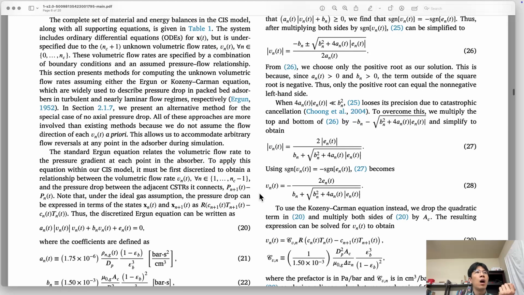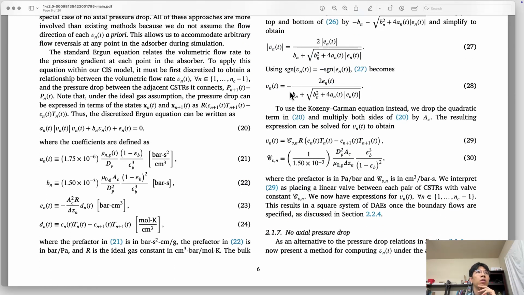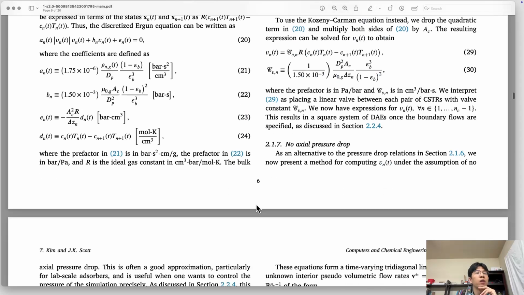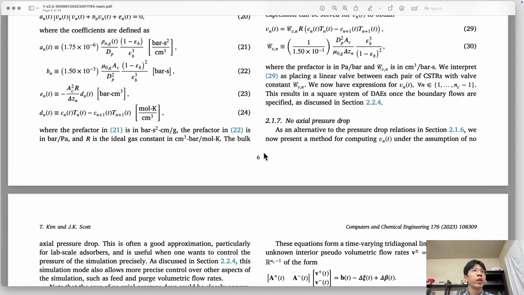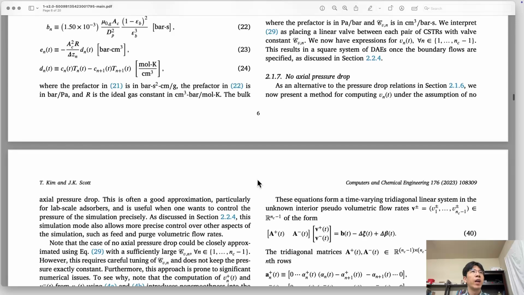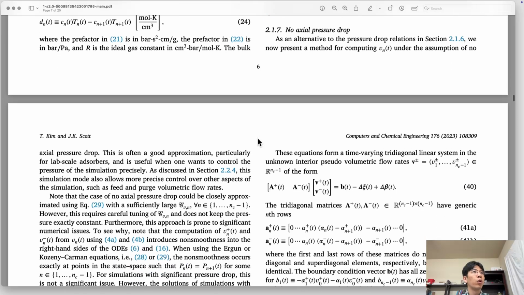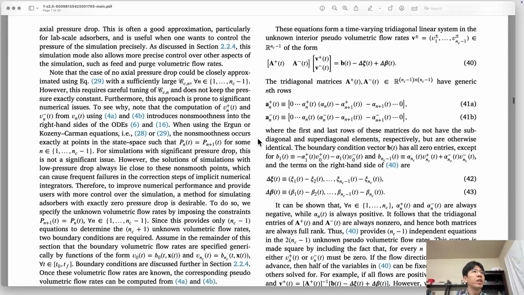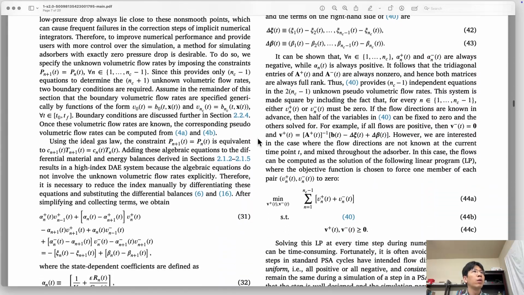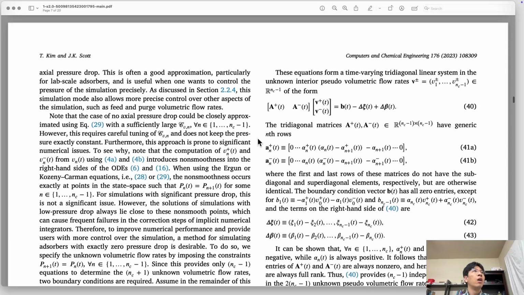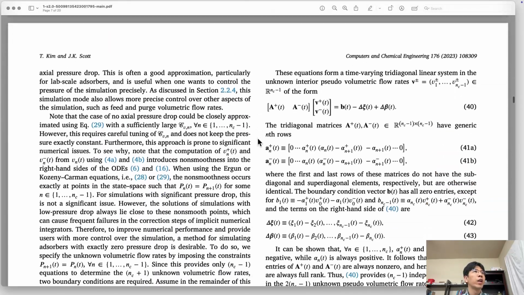So how can we do something that's as good as these momentum balance equations, and maybe easier, where we don't need to know these parameters? Well, that's where the no axial pressure drop comes in. As an alternative to the pressure drop, this is called the flow-driven approach. Even though it looks complicated, at the end of the day we're just imposing certain constraints in our system.